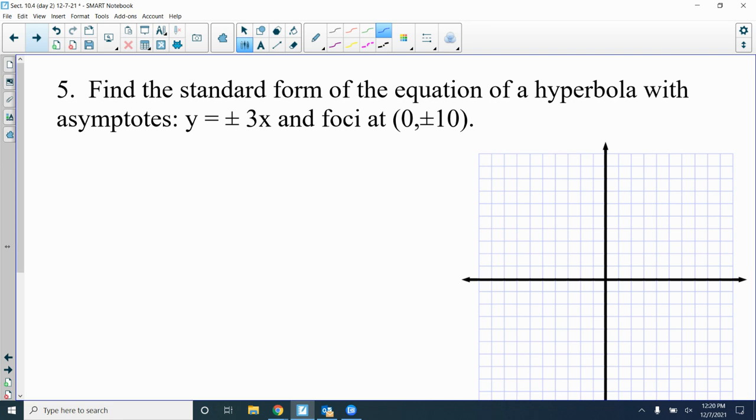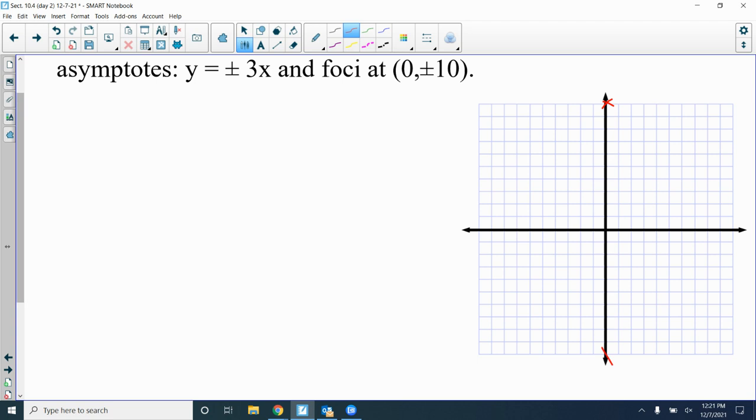All right, think through this one. And if you think about what your gut reaction is for what a and b are, see if you can figure those out. Now, we're definitely going to go through it, but think about, does something pop into your mind for a and b? All right, so 0, 10, and 0, negative 10 are the foci.